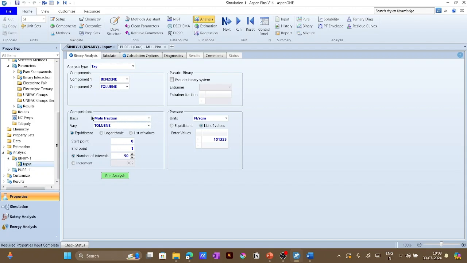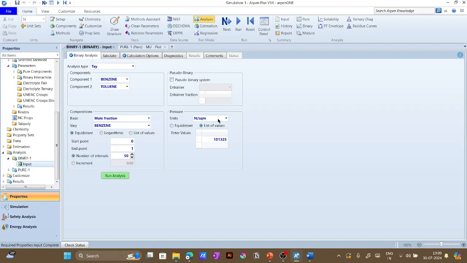So I want a TXY diagram, so you can select. I went to the binary part. I'm selecting TXY diagram. I have other options also. Right now I want TXY. Select both components. You can provide the mole fraction basis or mass fraction basis. I'm using mole fraction of benzene. It will start from 0 mole fraction of benzene to 1, and it will take 50 intervals.